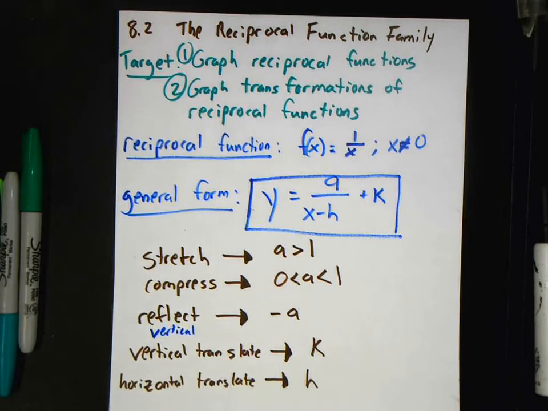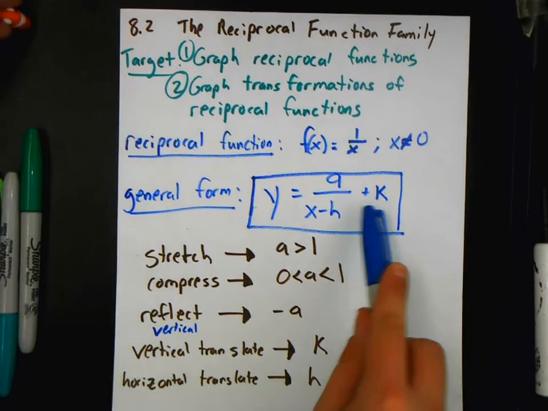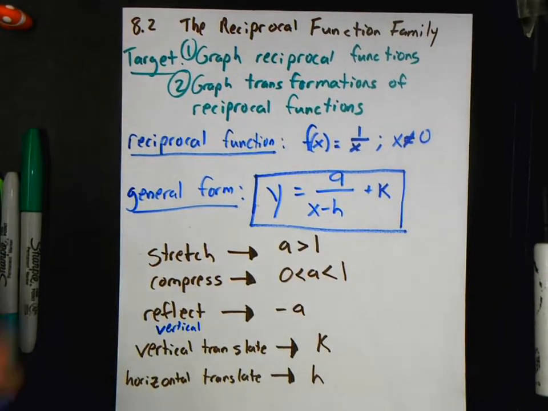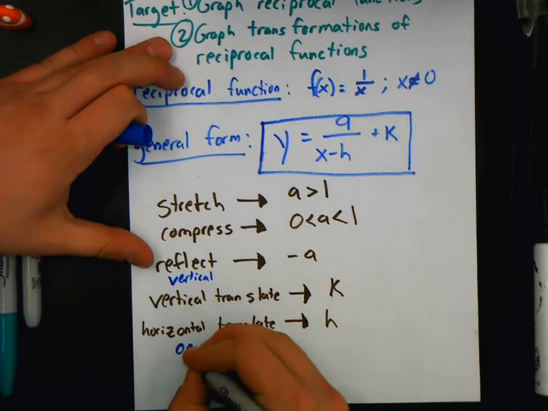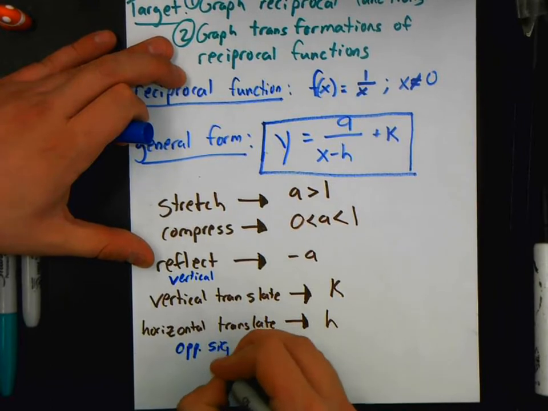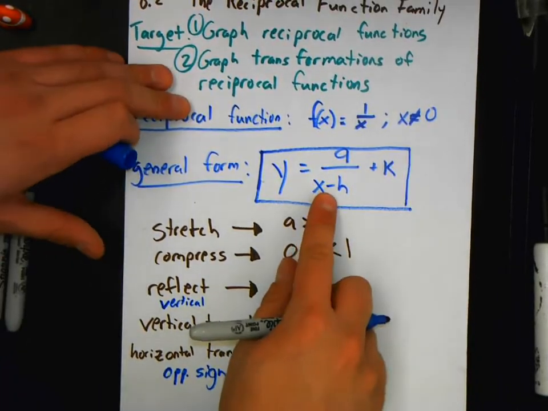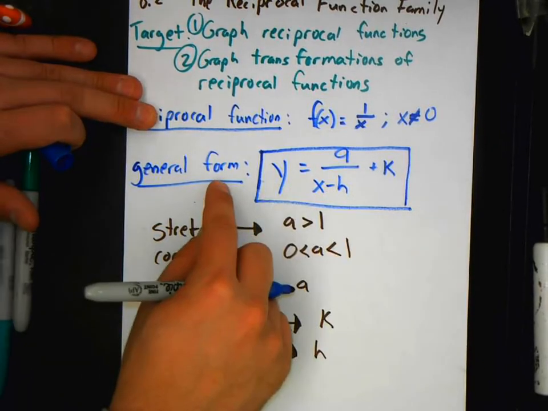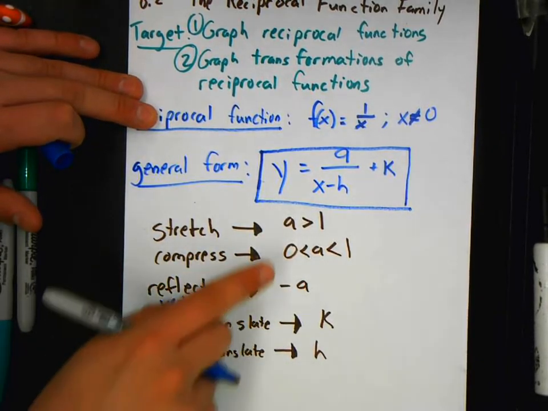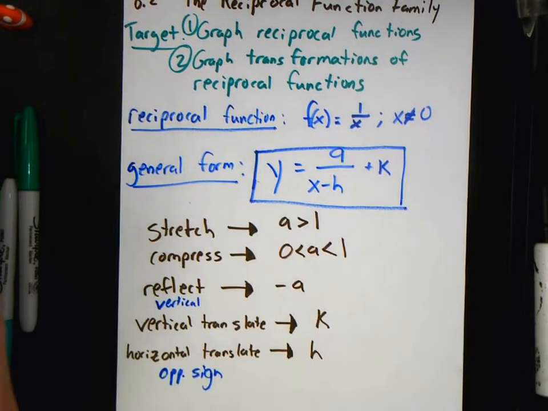And then if there was a negative on the inside with the x, then it would be a horizontal reflection. And then the two translations, vertical and horizontal. Vertical is on the outside, horizontal is on the inside. And remember, horizontal is always the opposite sign of what you see. So if you see a positive number here, it's going to be a horizontal shift to the left. And if you see a negative, it's going to be a horizontal shift to the right.